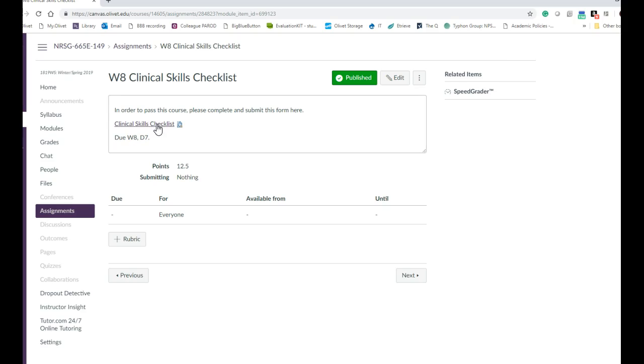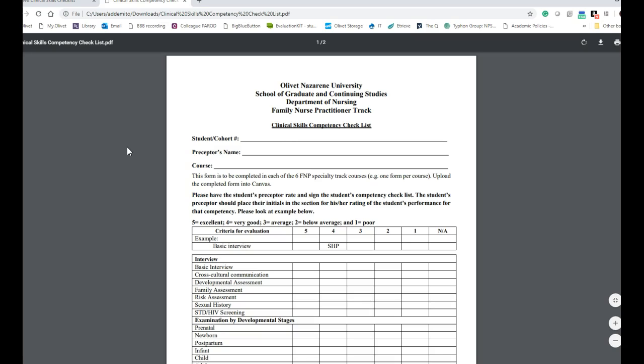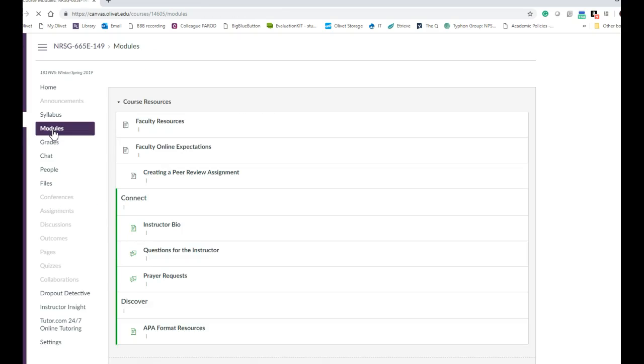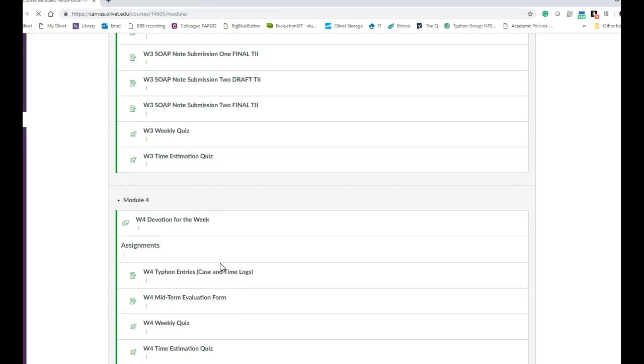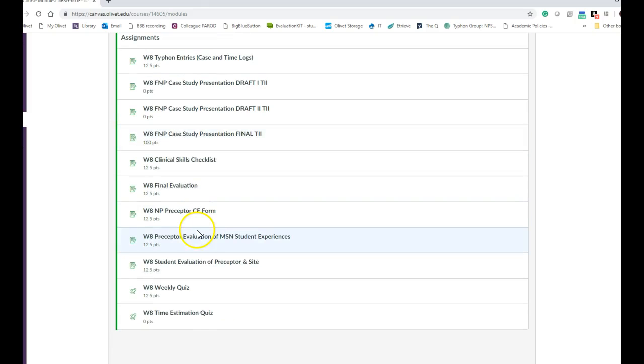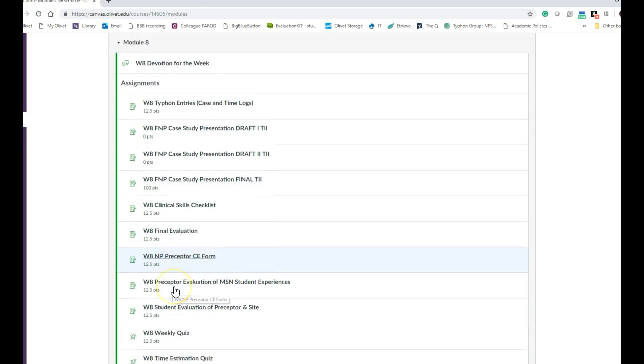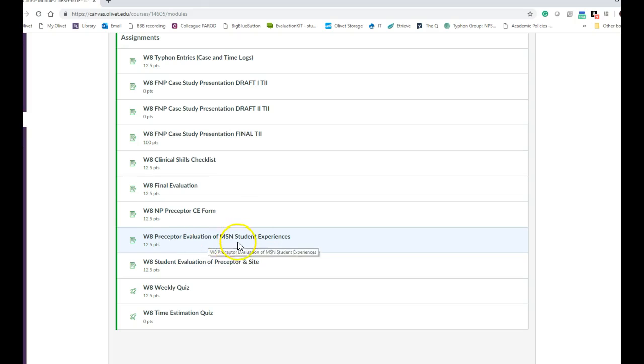I want to make sure this is the right form. Okay. Alrighty. And then, let's see, going on down. The final evaluation, the NP Preceptor CE form, evaluation, the weekly quiz, and time estimation quiz.